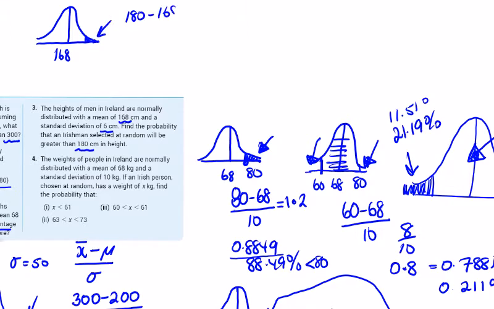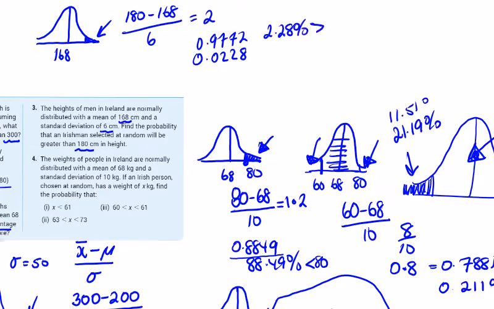180 minus 168, which is 12, divided by 6 is 2, which we had at the beginning today. A z-score of 2 gives 0.9772. I'd have to take that from 1, which gives just less than 3%, 0.0228. So 2.28% of Irish men are greater than 180 centimeters.